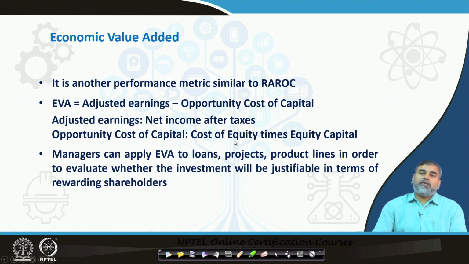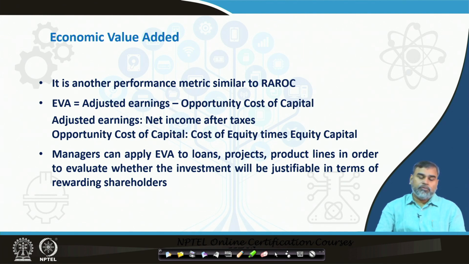Then there is another type of analysis the commercial banks can use, called economic value added. It is more or less similar to RAROC. What is the economic value added? The economic value added is adjusted earnings minus the opportunity cost of capital. The adjusted earnings is nothing but the net income after taxes that the commercial banks are generating, and the opportunity cost of capital is the cost of equity times the equity capital. Cost of equity multiplied by the equity capital gives you the opportunity cost of equity.